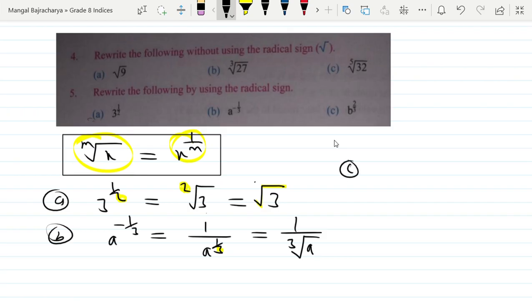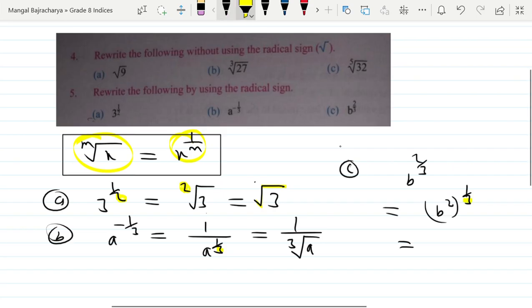And now in number C there is b whole power 2 by 3. So we can write this as b square whole power 1 by 3. The rule is, if there is a power of a power, those powers get multiplied. So we can break power 2 by 3 by writing b square whole power 1 by 3, and now it's the third root, so you can write the cube root of b square. So I let you understand with number 5 and 4. Now we go with 6 onward.